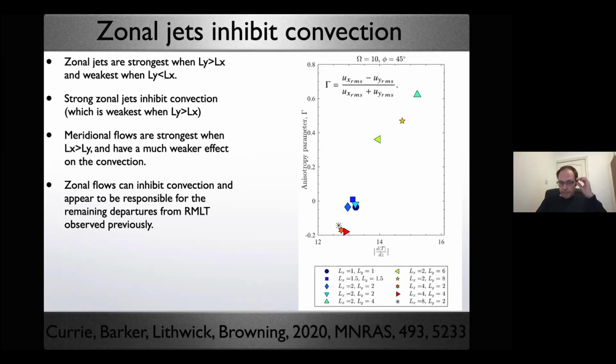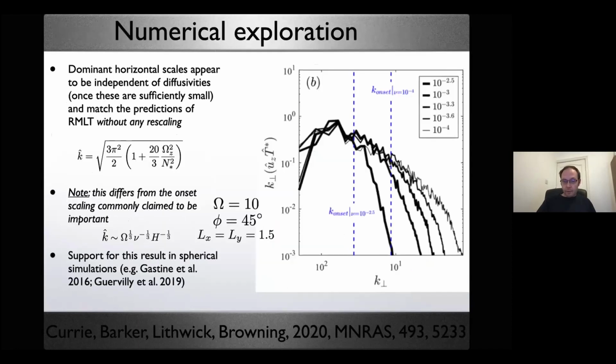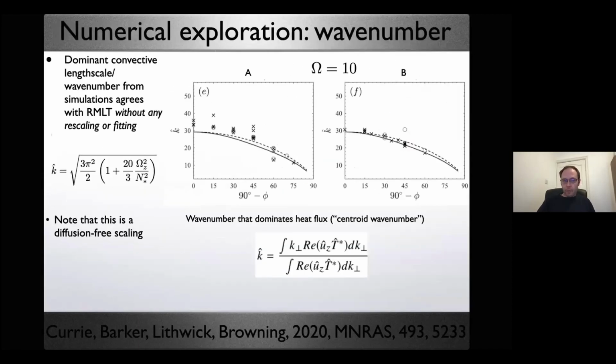So zonal flows can be important here, and they're not incorporated in the theory. So we've intentionally looked at comparing the theory with cases where we expect it to work, when the zonal flows are weak, and it seems in that case to work quite well.